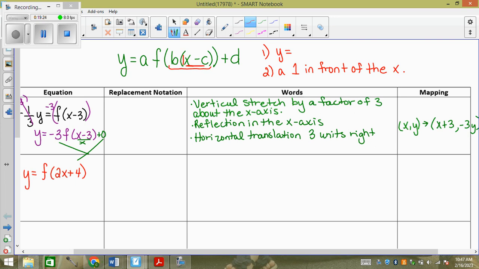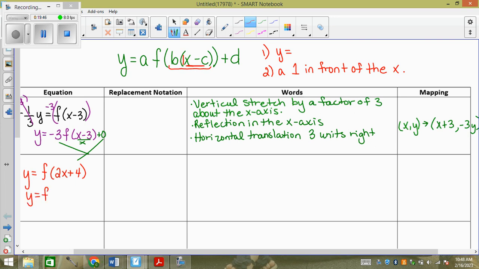So, step 1, y equals. Cool, got that. Step 2, a 1 in front of the x. Nope, don't have that, so I have to do that before I can state anything. Is there anything vertical happening on this one? There's no stretch, there's no translation. If I do the y, there's absolutely nothing happening, right? There's a 1 here and a 0 there. So this is all affecting my x. Before I go to state anything, I have to take that 2 out.